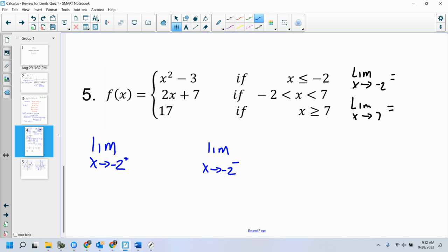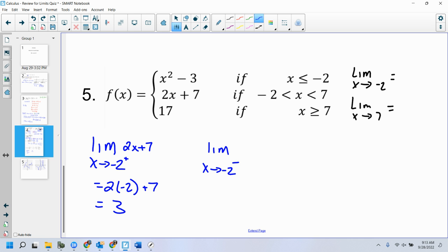So what would be the right side limit at -2? Well, what rule would I use? 2x plus 7, right? Because that's going from the upper side of -2. So we would say 2x plus 7 here. That's equivalent to 2 times -2 plus 7. So 3. So the limit on the upper side is 3.